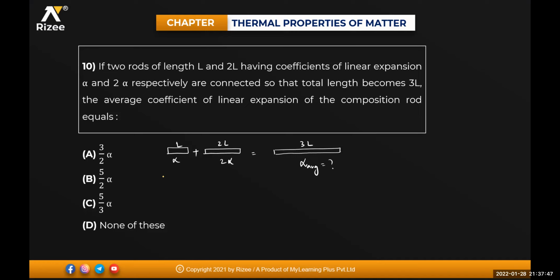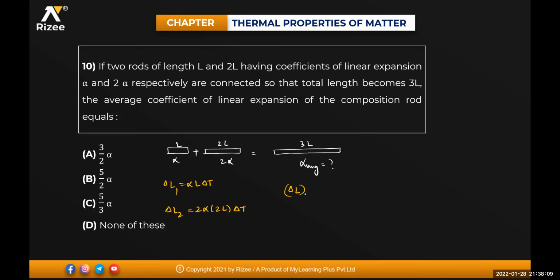See, when you're adding this one, the change in the length in this one, how do you write, beta? Delta L is equal to alpha into L into delta T, isn't it? For the first one. In the same way, delta L2 for the second rod will be equal to 2 alpha into length, which is 2L, into delta theta, the same temperature. And alpha of composite will be equal to how much?